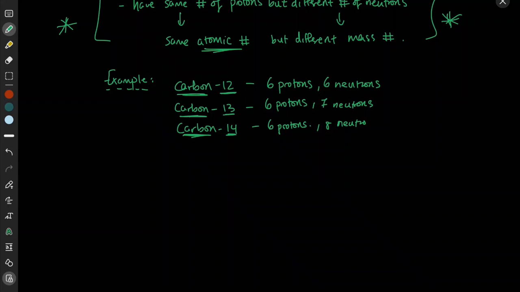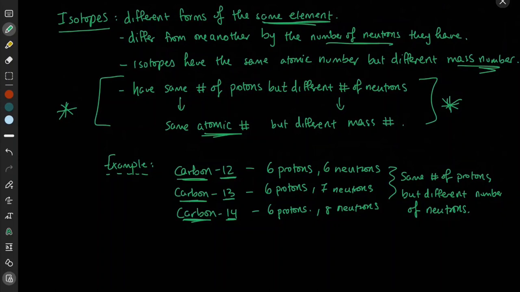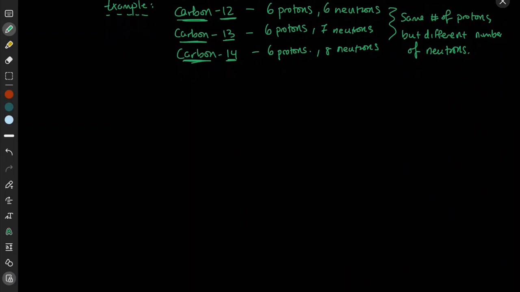So as you can see, these guys are isotopes, because they have the same number of protons, but a different number of neutrons. That's what isotopes are: atoms that have a different number of neutrons but the same number of protons. The corollary is the same atomic number but a different mass number. Those are good examples of commonly occurring isotopes.